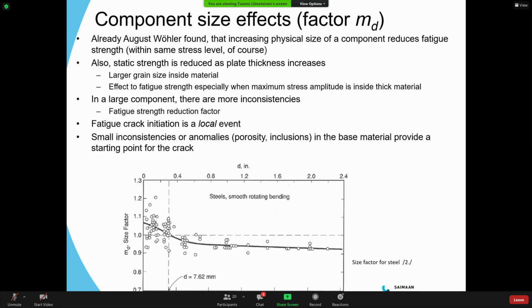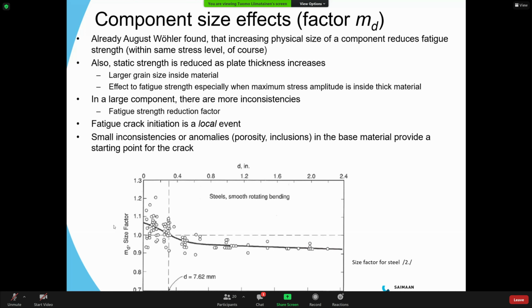Here we have some kind of table for steels, and you can note that in the x-axis you find the diameter. If we go smaller, we can actually gain out of the size. So if the component is small enough, we can increase the fatigue strength with this factor. And in this table, it's stated that the zero point, or the 1.0 factor, would be at 7.62 millimeters.